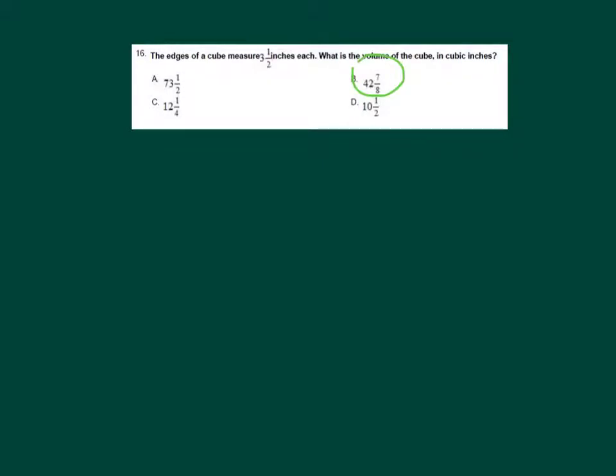Now remember, these questions are only confusing if you forget that a cube has all equal sides. So the height, the width, and the length are all going to be exactly the same. You have to change them into improper fractions, multiply straight across, and then divide in order to simplify.